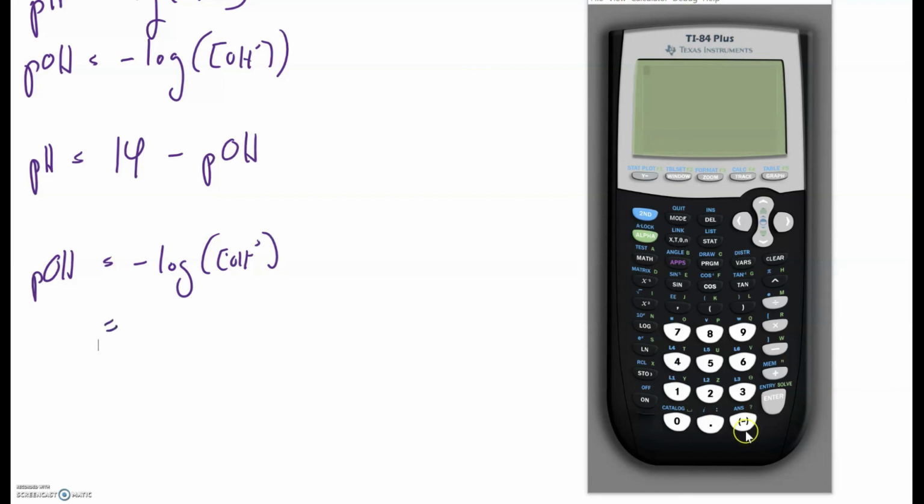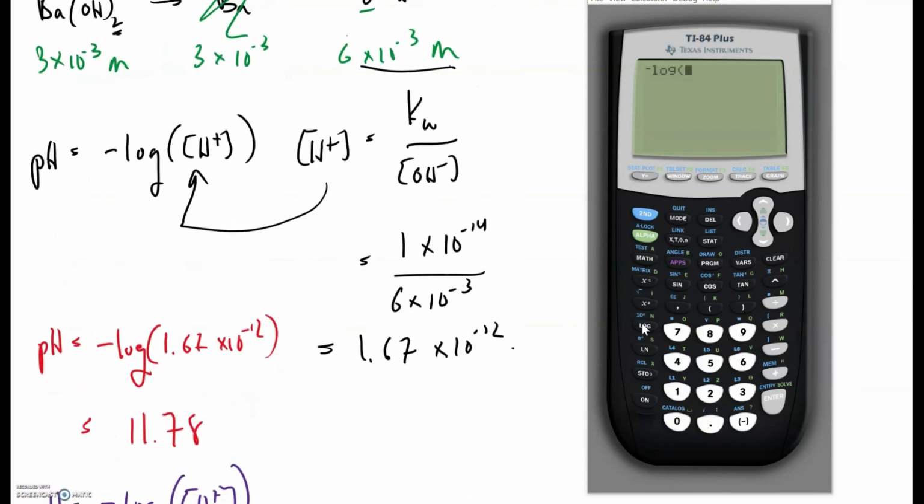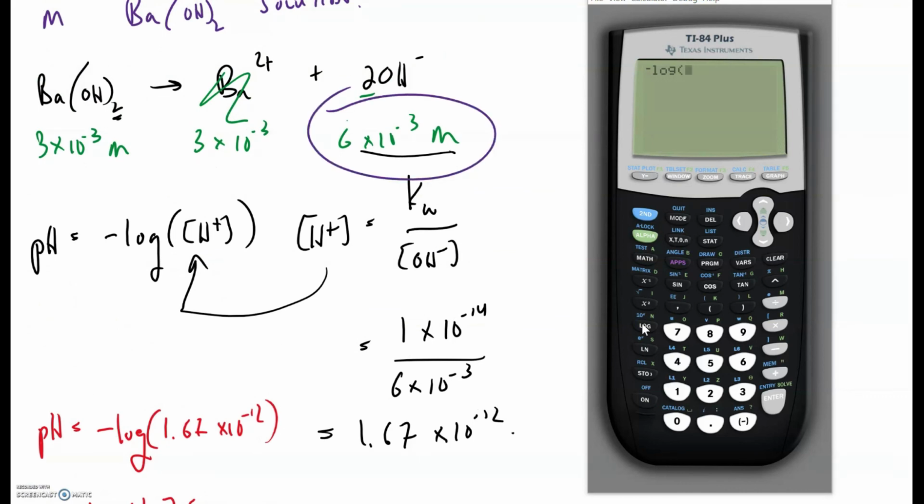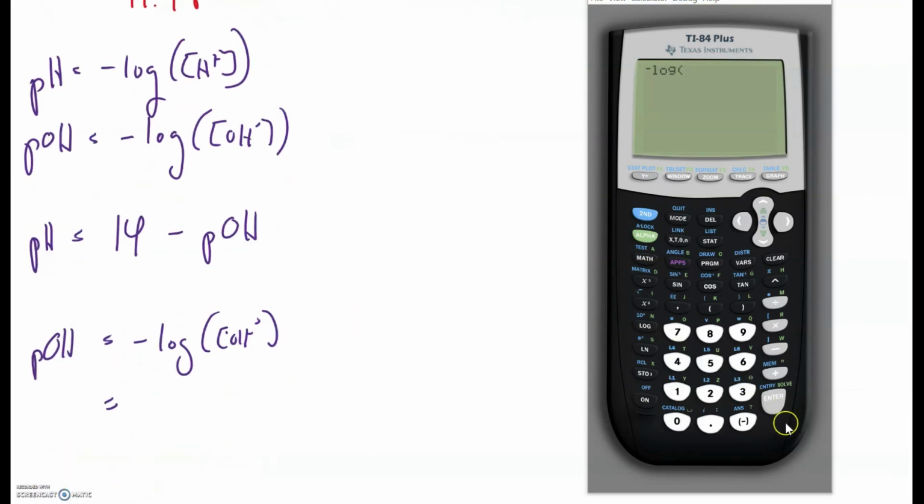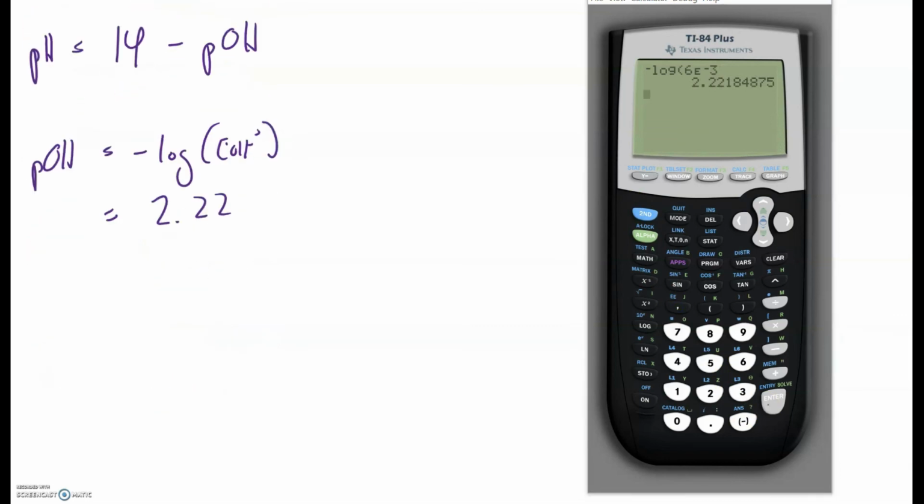So we're simply going to say negative log. Let's remember, it should be one negative. Negative log. I'm having a hard time this morning, ladies and gentlemen. Negative log. Here we go. Now remember, our OH minus in this situation is 6 times 10 to the negative 3rd. So let's plug that in. 6 times 10 to the negative 3rd. Make sure we enter it right. 6 times 10 to the negative 3rd. Here we go. This is our pOH, 2.22.